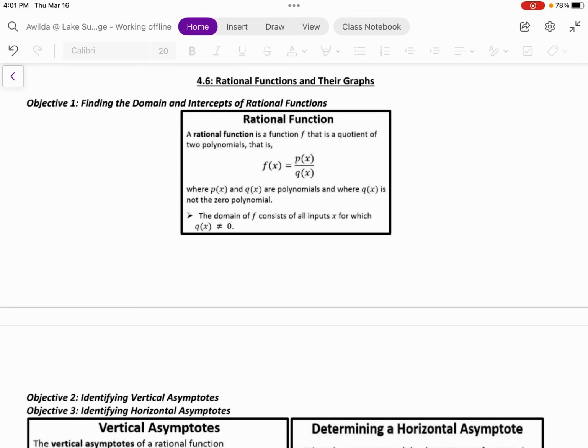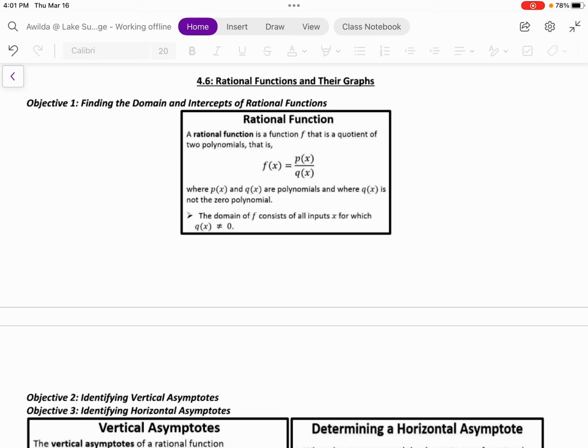In section 4.6, we will explore rational functions and their graphs. First, let's talk about what a rational function is. A rational function is a function that is a quotient of two polynomials.